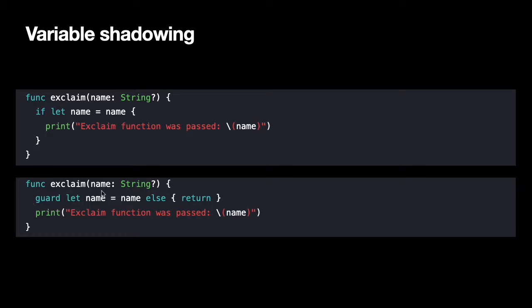Here we have another implementation where we pass it an optional string called name, and then we use guard let syntax to unwrap the optional name into a non-optional name. And then after the guard statement, this non-optional name will remain in scope until the end of the next brace. So we can access it and print out the name.